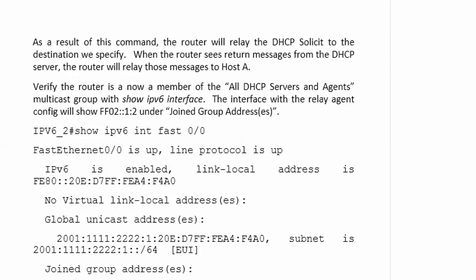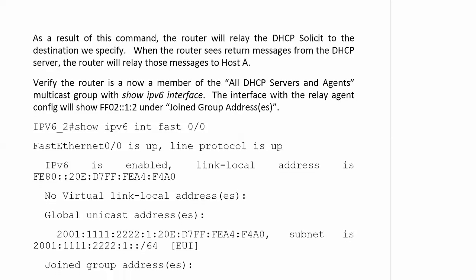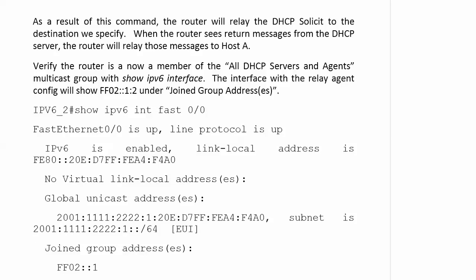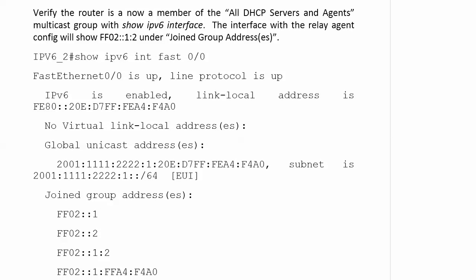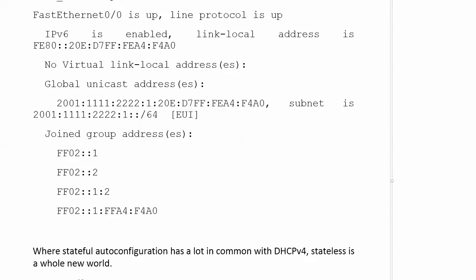Really, that's about all there is to it as far as that goes. As a result of that command, what happens then, of course, is the router will relay the DHCP solicit to the destination we specify in that command. And then when the router sees return messages from the DHCP server, the router will then relay those messages to host A. And right here on the board, just as I just did, always verify it. Verify that the router is now a member of the All DHCP Servers and Agents multicast group with show IPv6 interface. And you can see again under Joined Group Addresses that we have a new address that we've joined. So that's 4 groups that we've joined without really trying, but now we know what all 4 of those are.